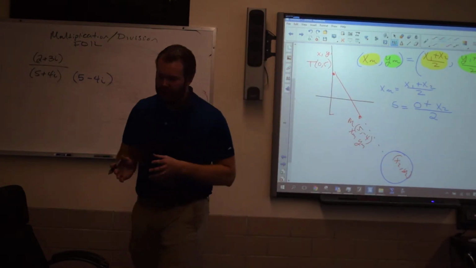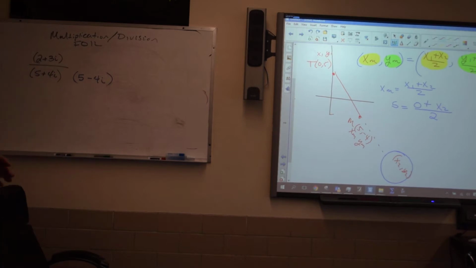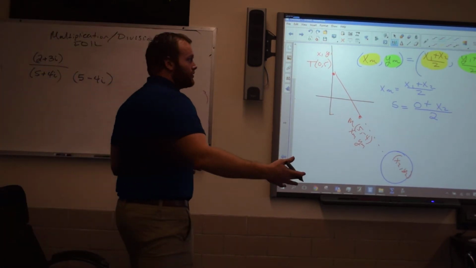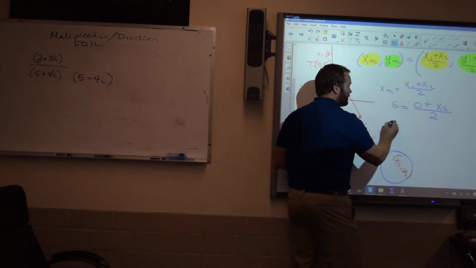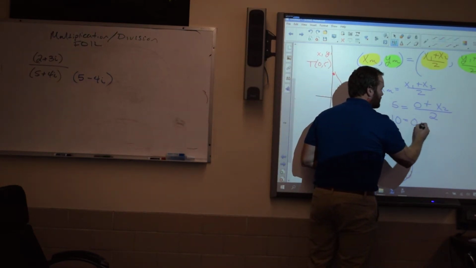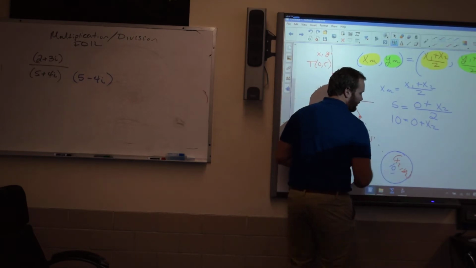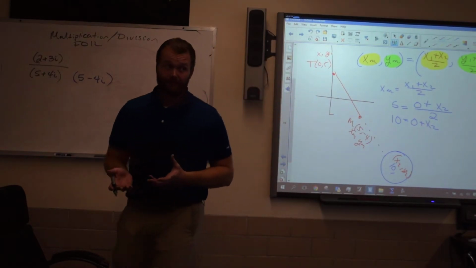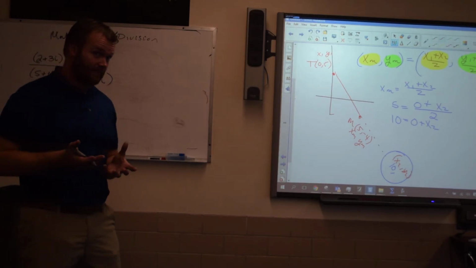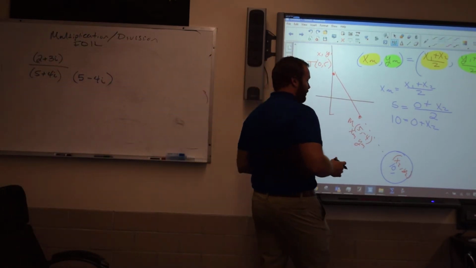Once you set the equation up, the algebra is consistent every time. You're going to get rid of that denominator of 2. So multiply both sides by 2, which gives me 10 is equal to 0 plus x sub 2. So x sub 2, that coordinate, is 10. Is that alright? Now do the exact same thing with my y's.